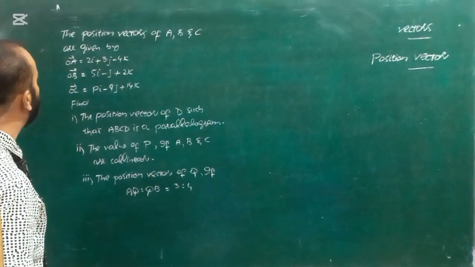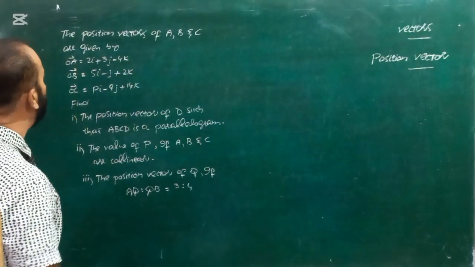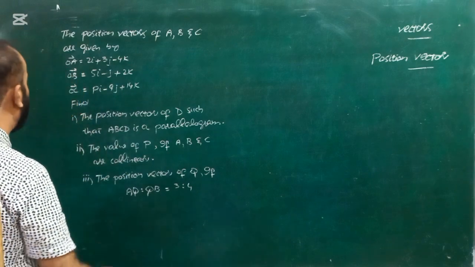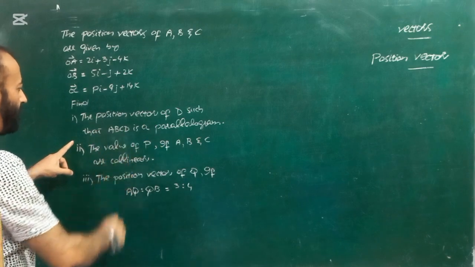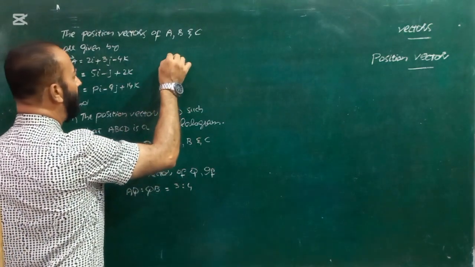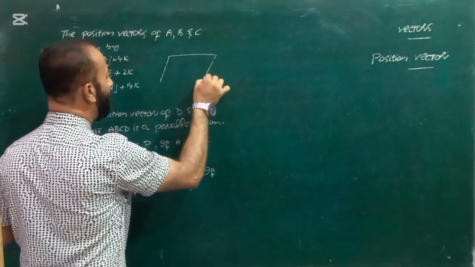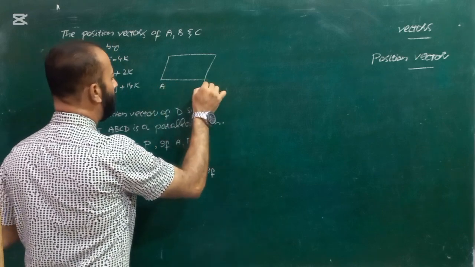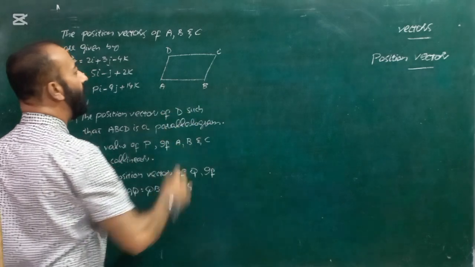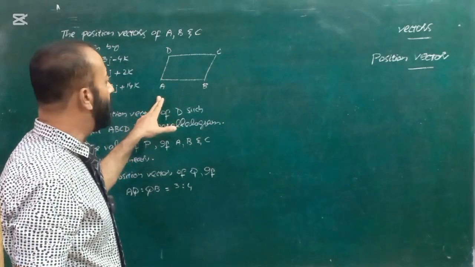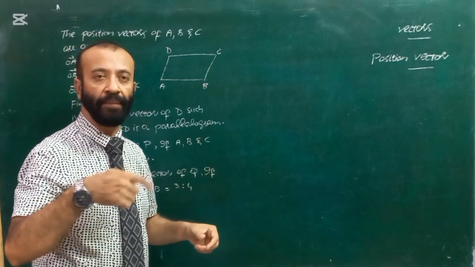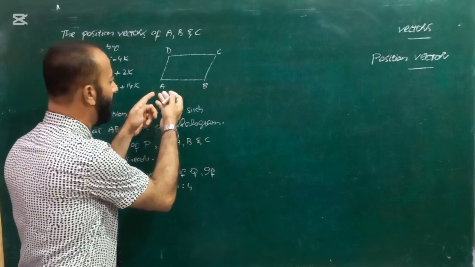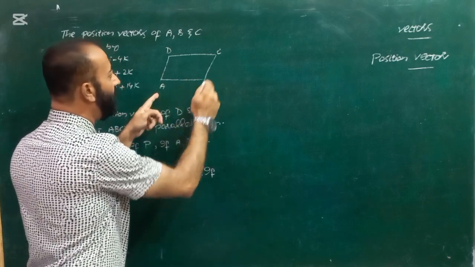Here is another very important question. The position vectors of A, B and C are given by OA is this, OB this, and OC equal to this. Find the position vector of D such that ABCD is a parallelogram. Look now, if ABCD is a parallelogram, it will be like this shape, A, B, C, D. Another important rule to remember in naming it is you have to follow a clockwise order or an anti-clockwise order. So I have followed anti-clockwise order. So A, B, C, D.